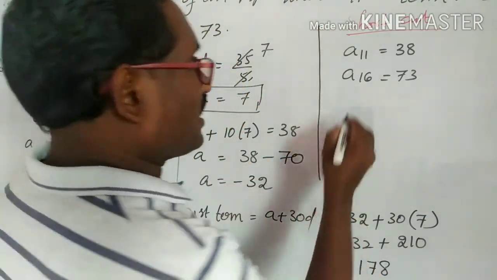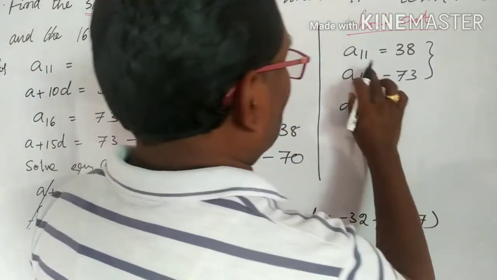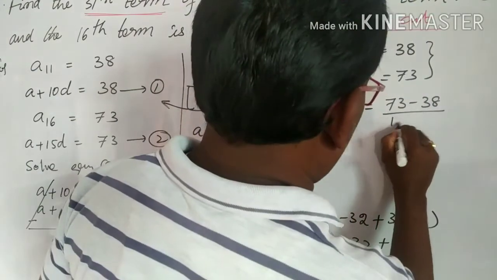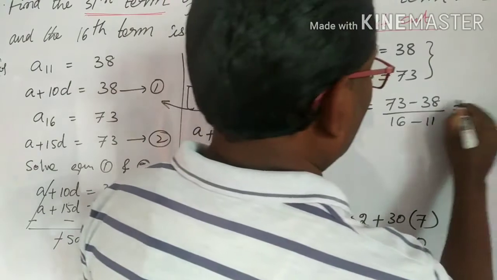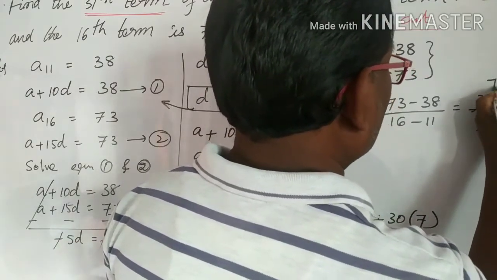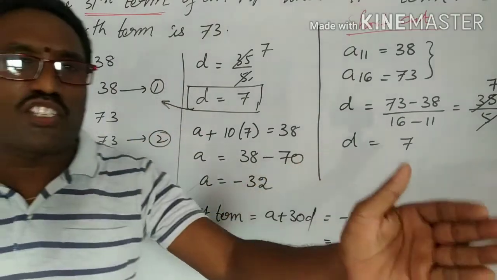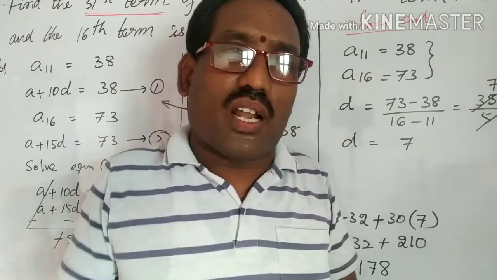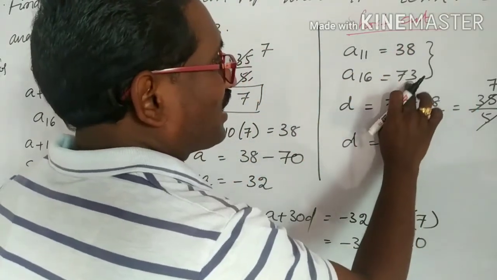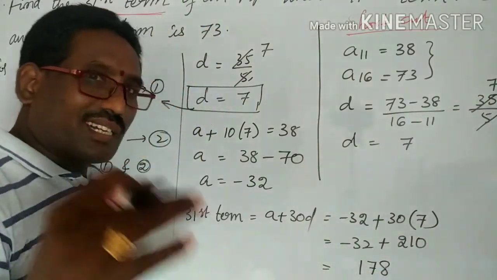How to find the common difference? D is equal to the difference of these two term values divided by the difference of their positions: 73 minus 38 by 16 minus 11. That is 35 by 5, which is 7. Solving the equations directly takes so much time, but in a competitive exam like this we can save time. Simple answer: you get the common difference D directly.